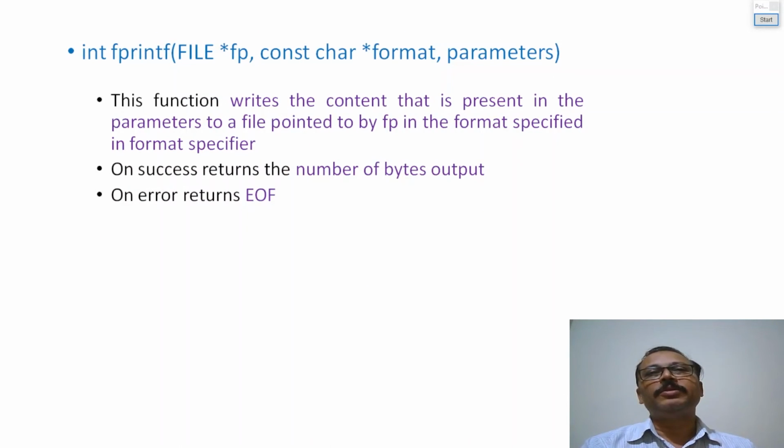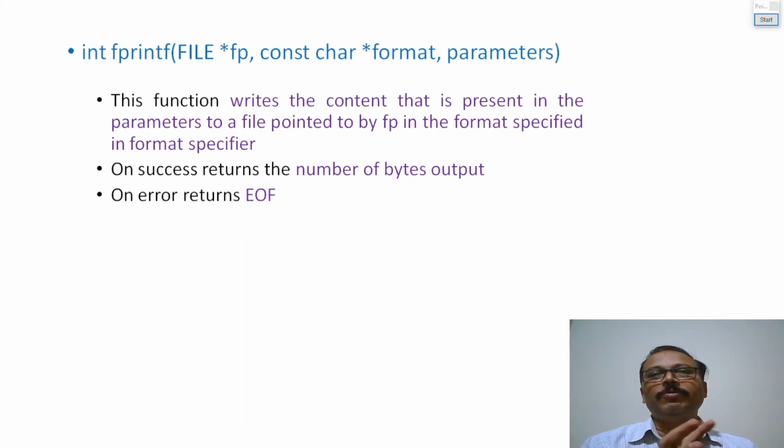Next, fprintf, similar to printf, but it deals with files. So it transfers the values of these parameters to this file pointer, according to the format defined here. It transfers the values of the parameters to this file according to the format that is specified, like %d, %f, etc.